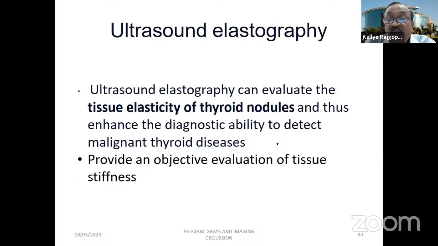One other question, probably to add some more: what is thyroid elastography? Whenever you have these suspicious nodules, where clinically you may feel something but sonologically some doubts are there, you can also evaluate tissue elasticity. This enhances the diagnostic ability to detect malignant thyroid diseases. They may be firm or show fibrosis, loss of elasticity, etc. So this is some kind of objective evaluation of tissue stiffness. This is ultrasound elastography.